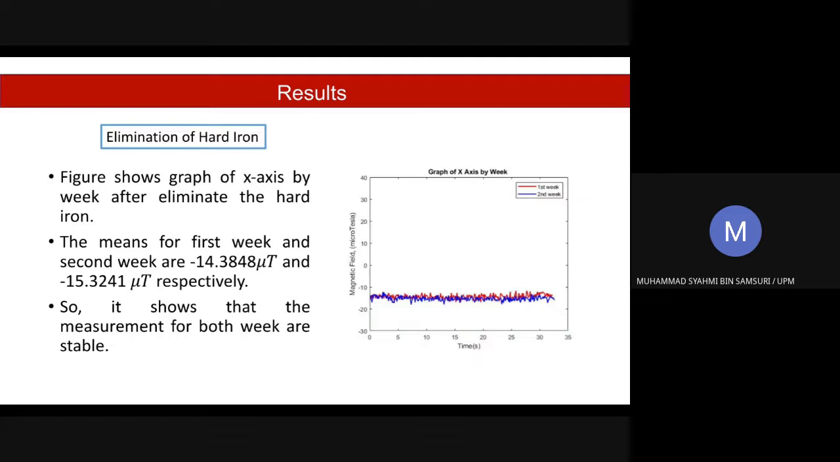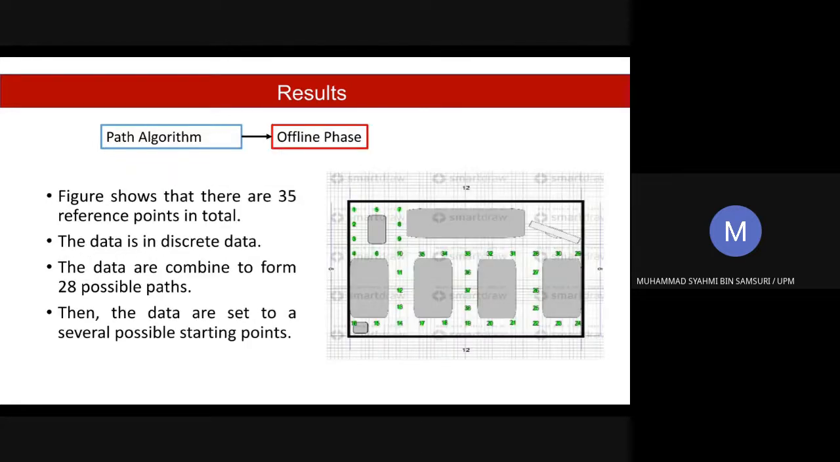The mean for the first week and second week are negative 14.3848 microtesla and negative 15.3241 microtesla respectively. It shows that the measurements for both weeks are stable, and then it is suitable to do positioning and localization. Next is the path algorithm.